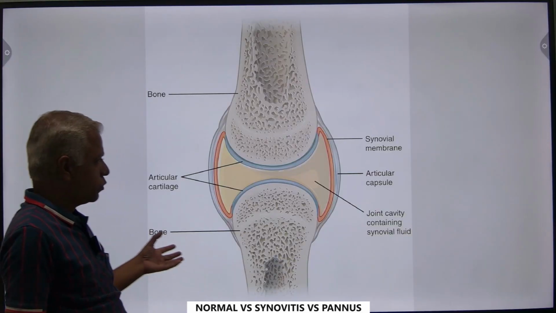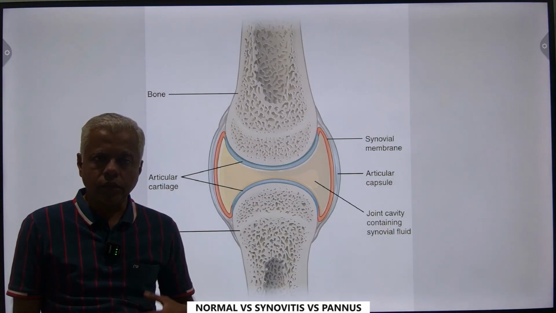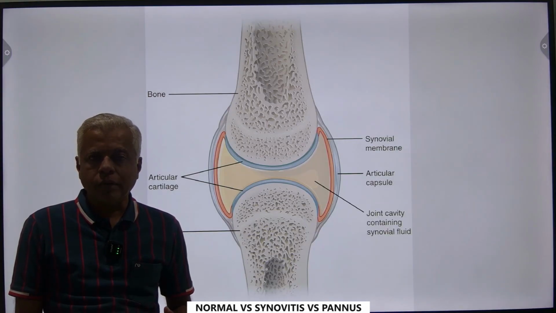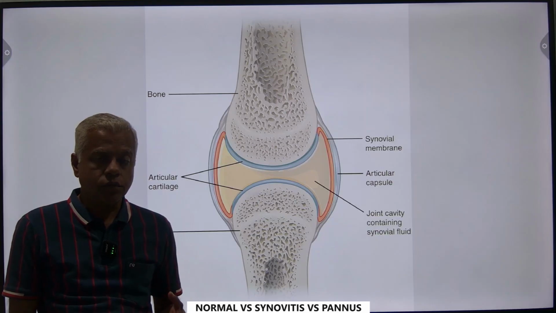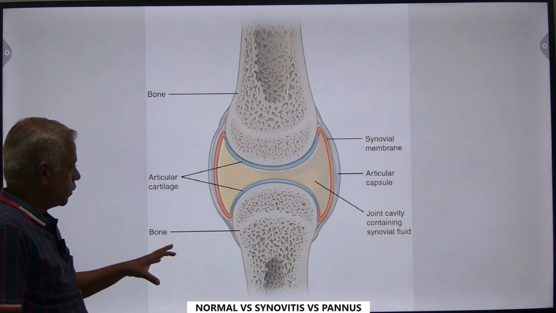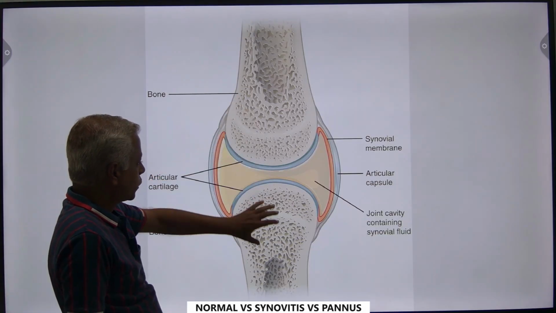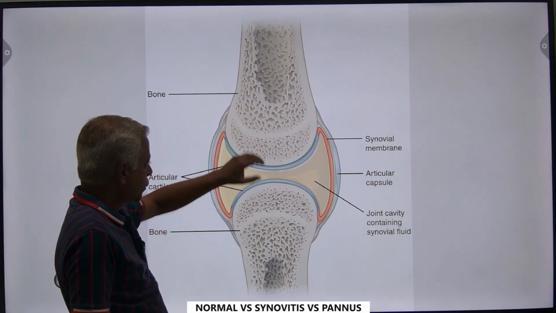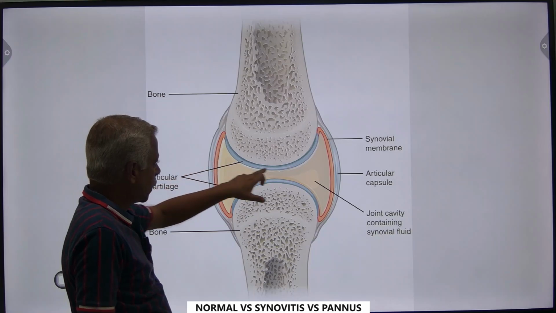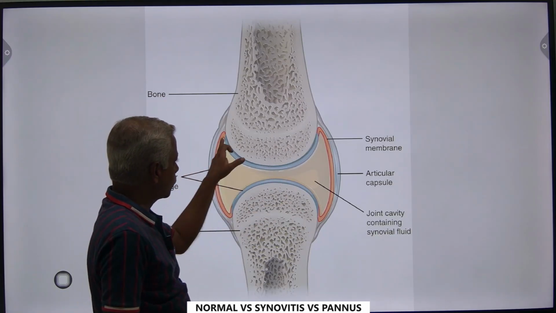Here in this image we will see some basic structures involved in the joint, and then we will go for the pannus, how the pannus looks and how the pannus does the destruction of the cartilage and the bones. So, this is a basic image here. See here, these two bones are involved in this joint, and here we have an articular cartilage which is covering the ends of the bone.